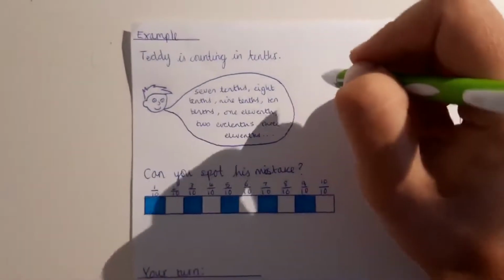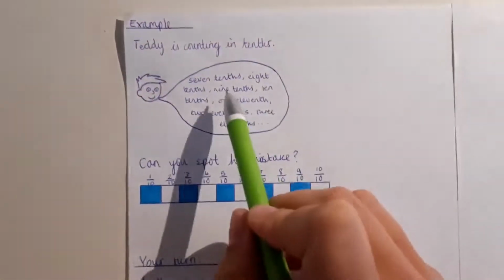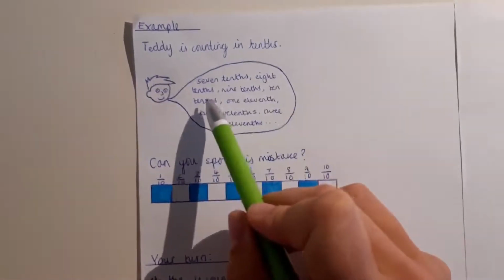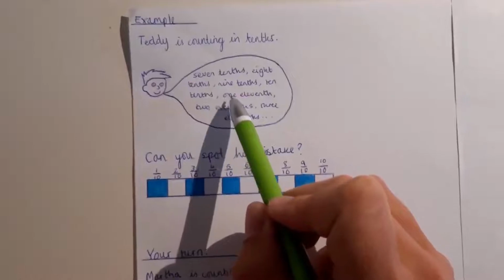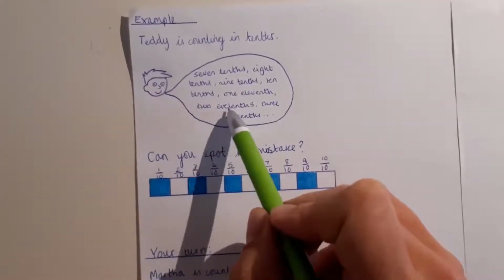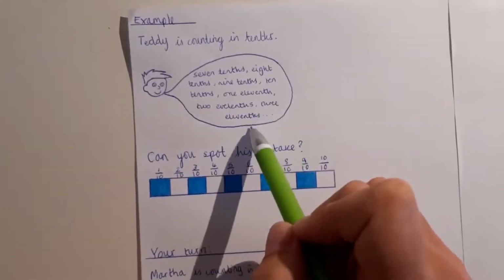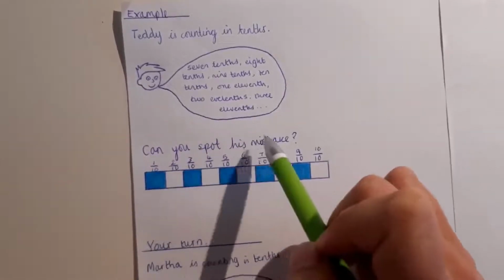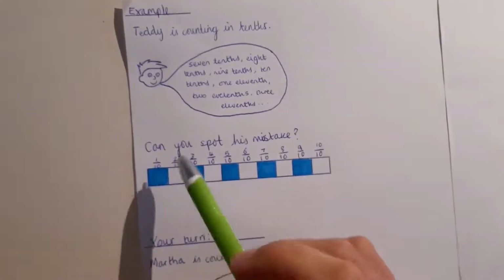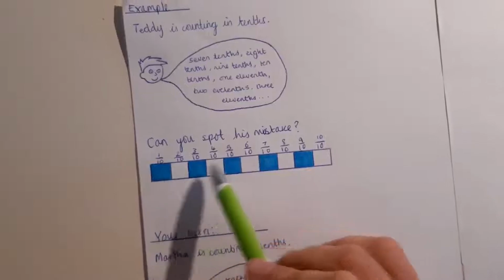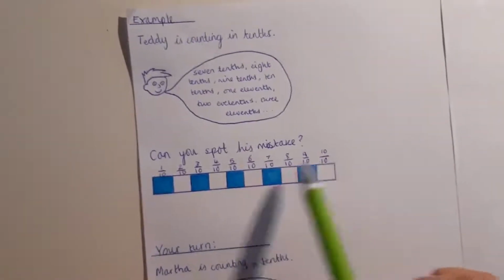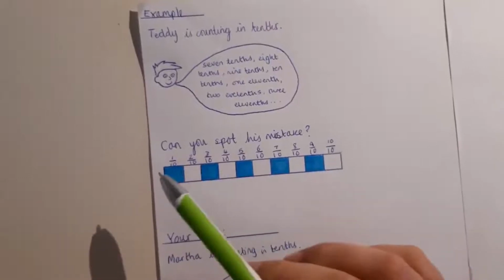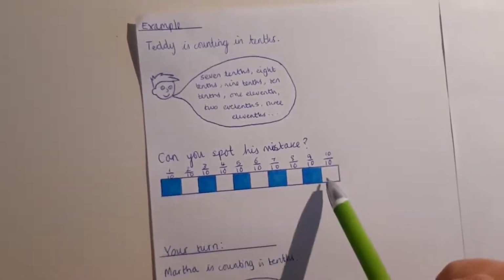Teddy is counting in tenths. 7 tenths, 8 tenths, 9 tenths, 10 tenths, 1 11th, 2 11ths, 3 11ths. Can you spot his mistake? To help work out what Teddy's got wrong, I've drawn our counting stick with our 10 tenths on it, and we know that 10 tenths is 1 whole.